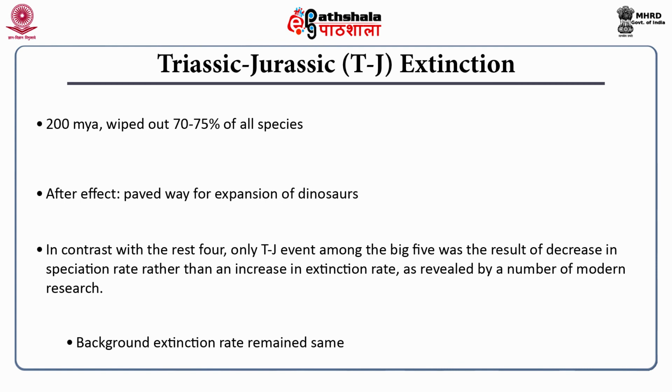So, background extinction rate remains the same, but what actually drives the speciation rate to go down? There might be various mechanisms. Amongst the contrasting hypotheses are the gradual climate change hypothesis, along with ocean acidification. Exactly the same thing as of today.